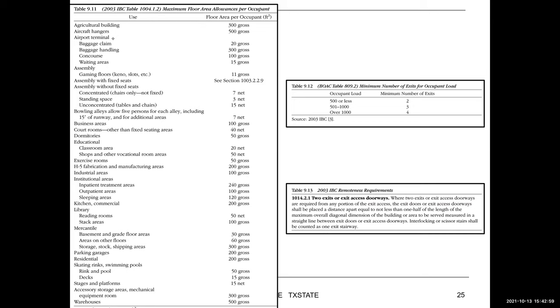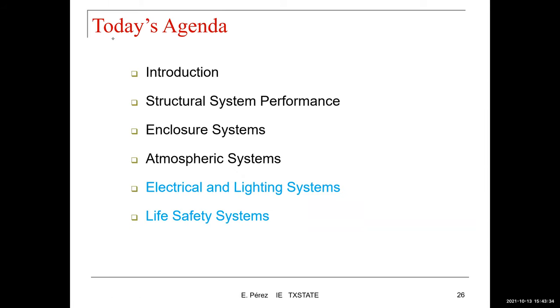Interlocking or scissor stairs shall be counted as one exit stairway. So it doesn't matter if you have more than one in that stair, it will be counted as one. So again, very important, not only to provide the specific systems to make sure that the fire doesn't spread, but also that you design to provide an exit for your occupants that is within the specified building code. And that will be the end in terms of life safety systems.